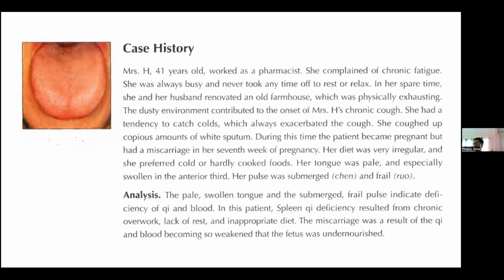During this time, the patient became pregnant but had a miscarriage in her 7th week of pregnancy. Her diet was very irregular and she preferred cold or hardly cooked foods. Her tongue was pale and especially swollen in the anterior third. Her pulse was submerged and frail. Sa analysis, the pale swollen tongue and the submerged frail pulse indicate deficiency of Qi and blood. In this patient, spleen Qi deficiency resulted from chronic overwork, lack of rest, and inappropriate diet. The miscarriage was a result of the Qi and blood becoming so weakened that the fetus was undernourished.